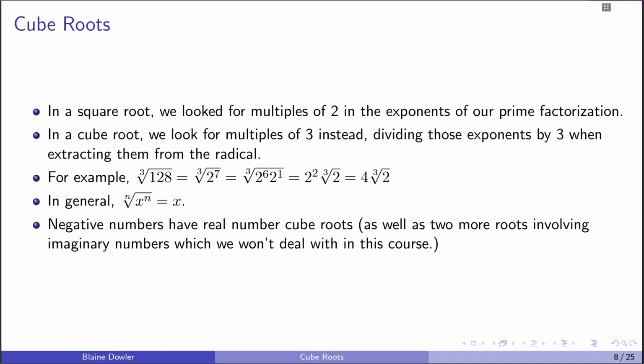Now, negative numbers always have real cube roots. So negative numbers didn't have square roots on the list of real numbers. Negative numbers will have a real cube root every time. They'll also have 2 more roots in the complex number set, imaginary numbers, the square roots of negatives. We won't deal with them in this course, but they do exist. You will see them in the future if you keep studying math.